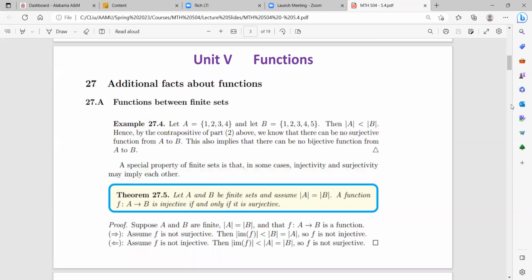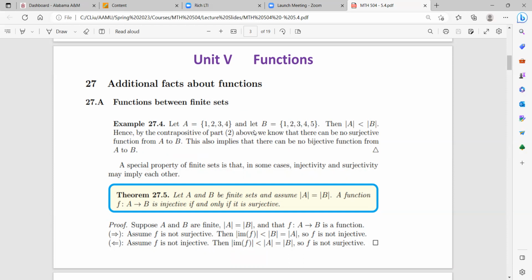Okay, let's just look at some examples. Suppose we have two sets A and B. Set A has four numbers 1, 2, 3, 4, and set B has five numbers 1, 2, 3, 4, 5. Obviously, size A is less than size B. So then there can be no surjective function from A to B.